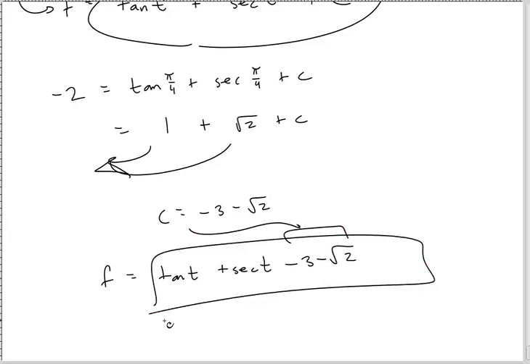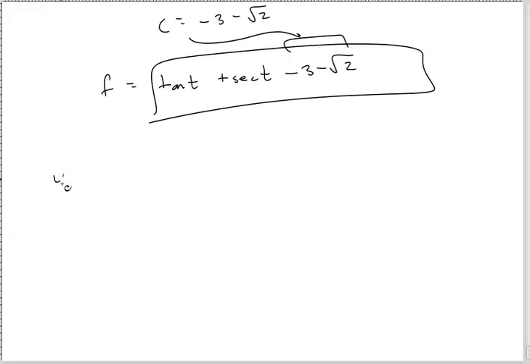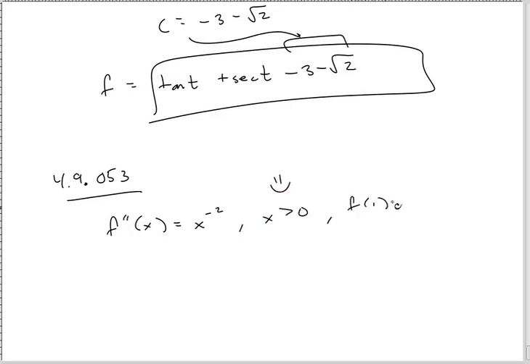Ta-da! I did a little bit of shortcuts here and there, but it's all about the same. So I've got f double prime of x is equal to x to the negative 2. We've got x greater than or equal to 0. This is happy. We'll talk about y in just a minute. F of 1 is equal to 0, and f of 4 is equal to 0.